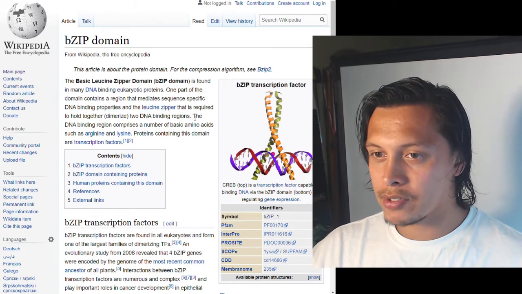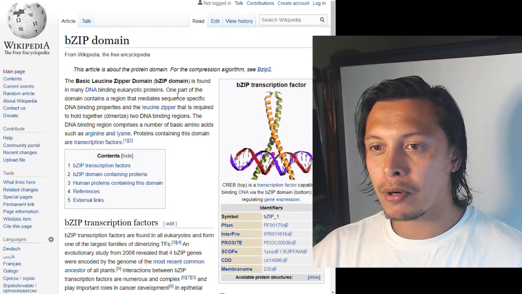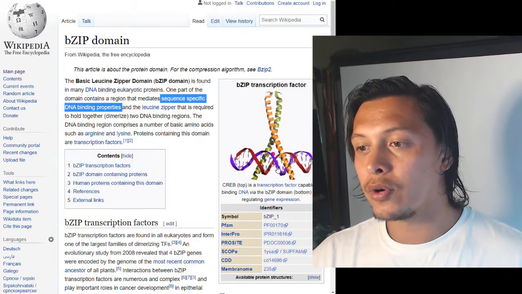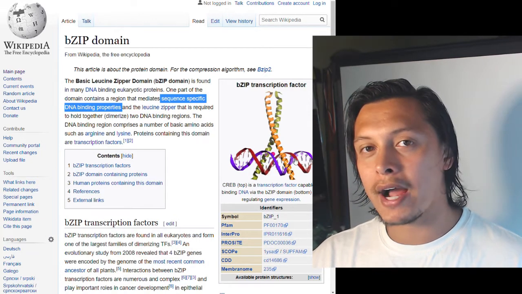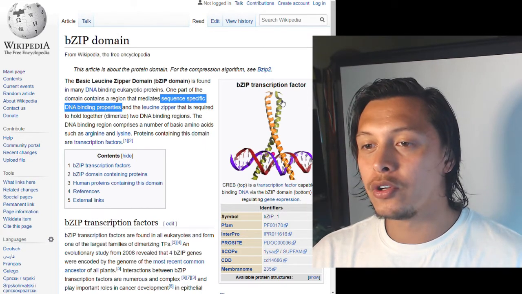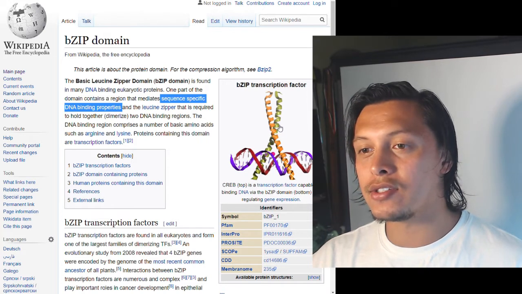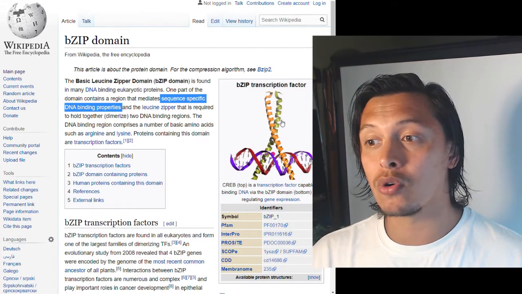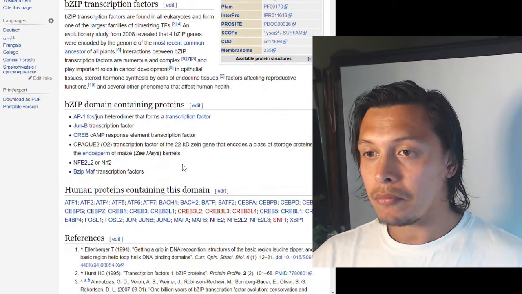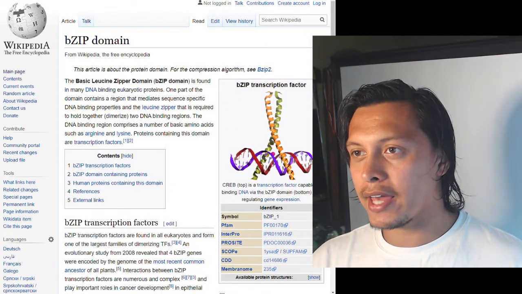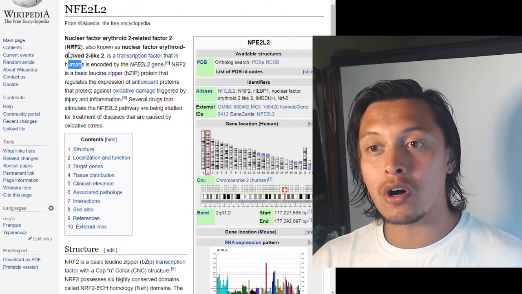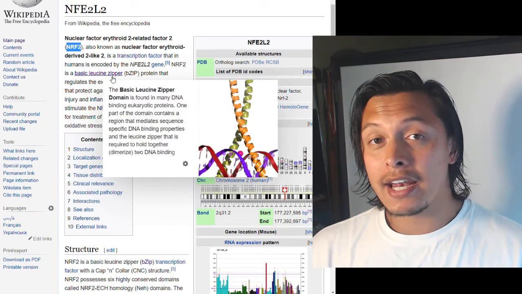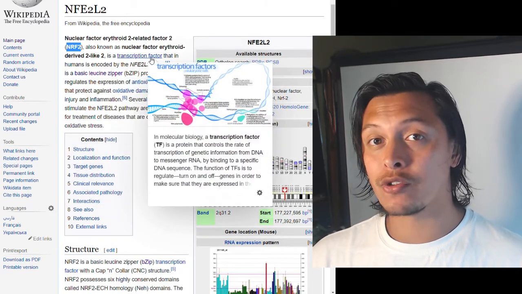So let's see if there's anything else. One part of the domain contains a region that mediates sequence-specific DNA binding, and the leucine zipper. Here you can see these two coils are interacting with the DNA molecule, and then in the leucine zipper, between these two helices, there are quite a few leucines, and those leucines are hydrophobic, and they allow these two coils to coil together. So knowing that NFE2L2, also known as NRF2, has this basic leucine zipper, which allows it to interact with DNA, and that interaction with DNA is how it is a transcription factor.